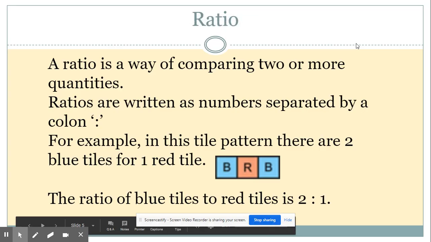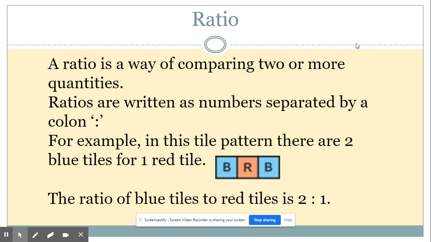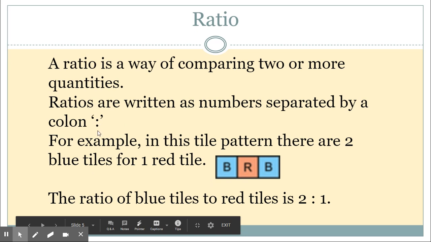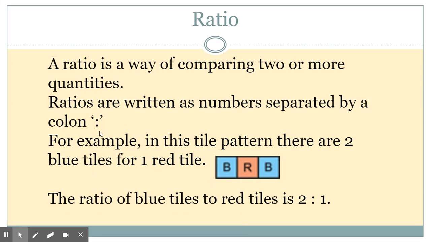Today we have to learn about ratios. A ratio is a way of comparing two or more quantities. Ratios are written as numbers separated by a colon. You must have seen this sign, colon, in English. It is represented by these two dotted lines.